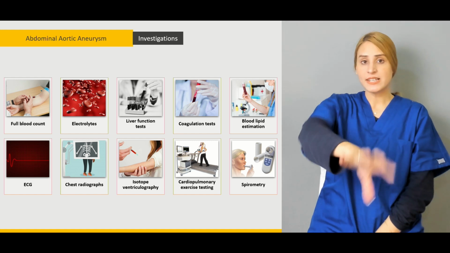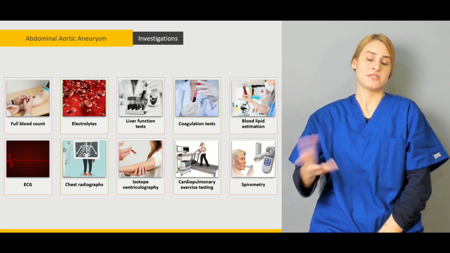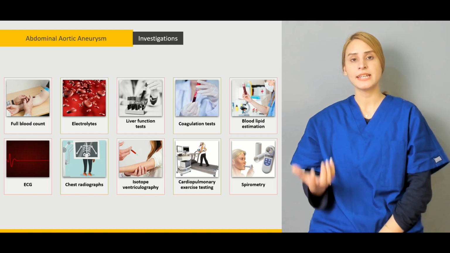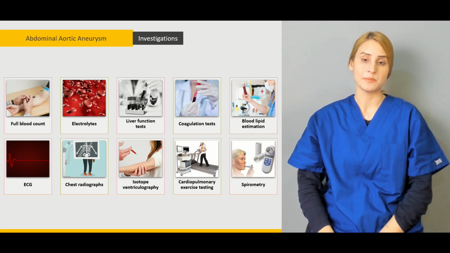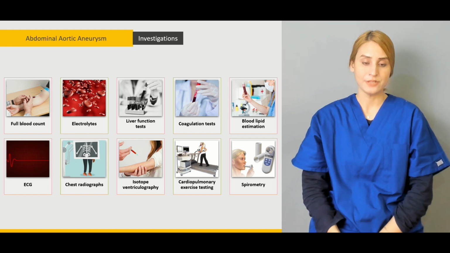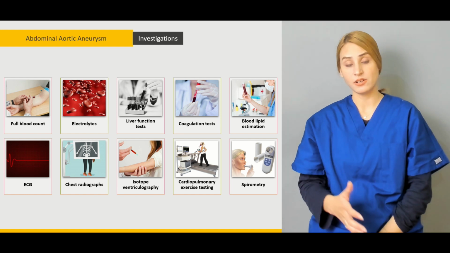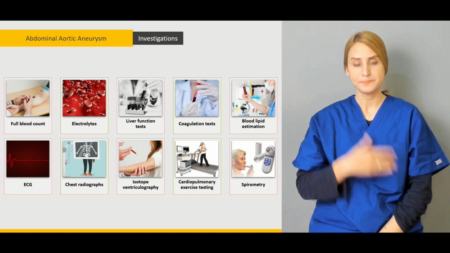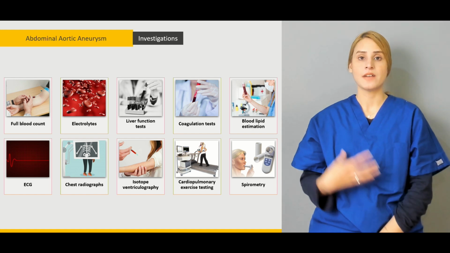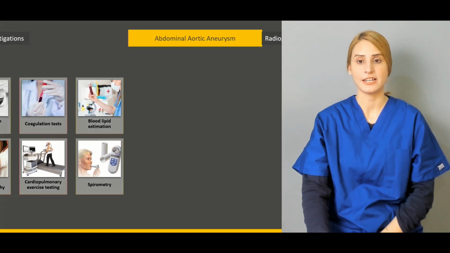But these investigations are for the routine cases of abdominal aortic aneurysm in which an ultrasound abdomen was done, and there was an incidental finding, or maybe the patient was complaining of a dull pain, and you felt a pulsatile mass, and they were investigated, and that came out to be an aortic aneurysm. Then what other investigations do you need to order? A full blood count, electrolytes, liver function test, coagulation screening, blood lipid estimation. Obviously, ECG is very important. Chest radiographs, isotope scanning, cardiopulmonary exercise testing, and spirometry. These are all important investigations.